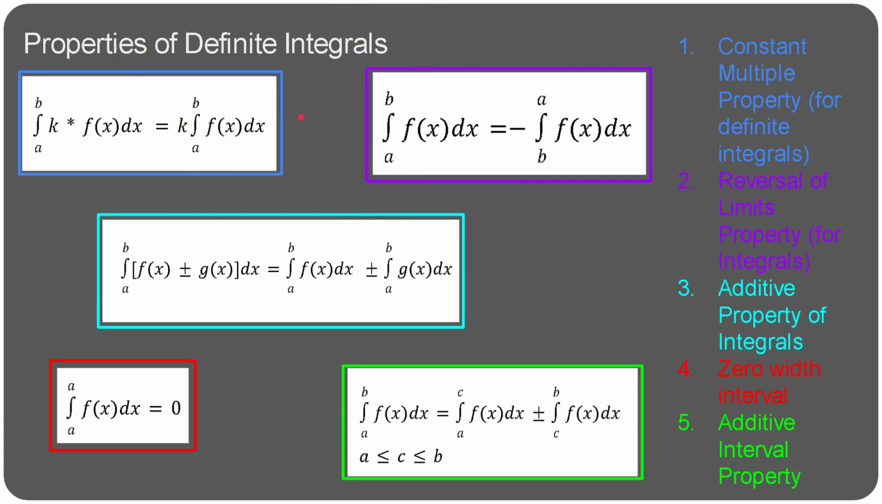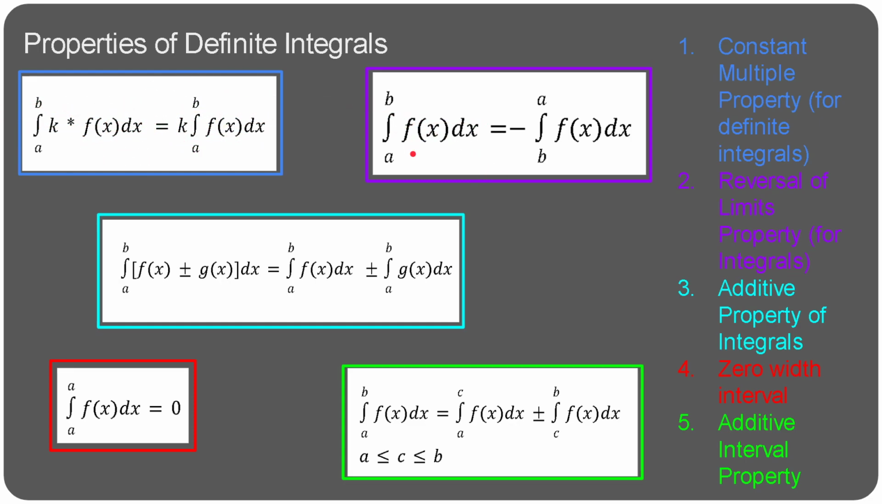Okay, let's talk about some properties of definite integrals. So for number 1 in this blue box, we have the constant multiple property. Like with most things in math, if you have a constant being multiplied by something, just pull that constant out to the front. It makes problems easier if you don't have to worry about that constant.